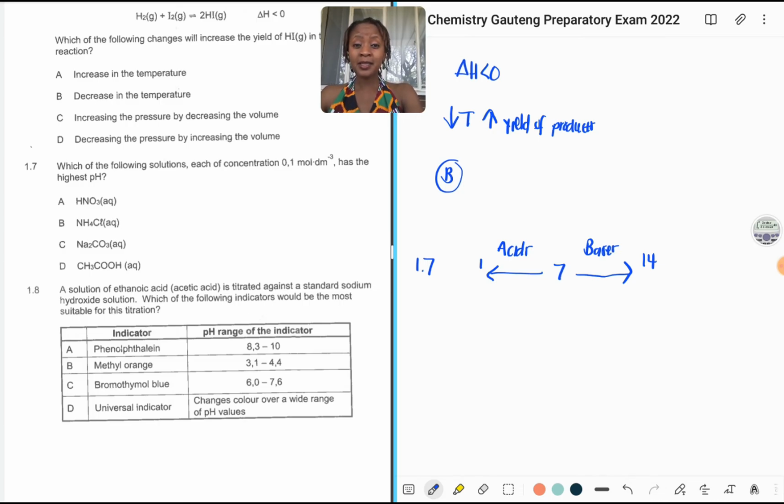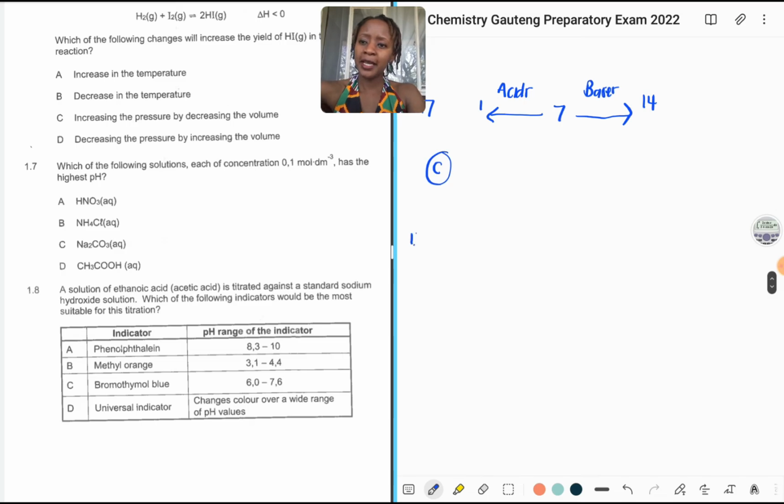Now sodium carbonate. Carbonates are bases, weak bases, but bases nonetheless. So far that's the only base we have. D, we have copper, a weak acid. So the only base that we have in this case is C, the carbonate, and that will have the highest pH purely because it's a base. Is it a strong or a weak base? It's a weak base, but it's a base nonetheless. So we'll go with C.